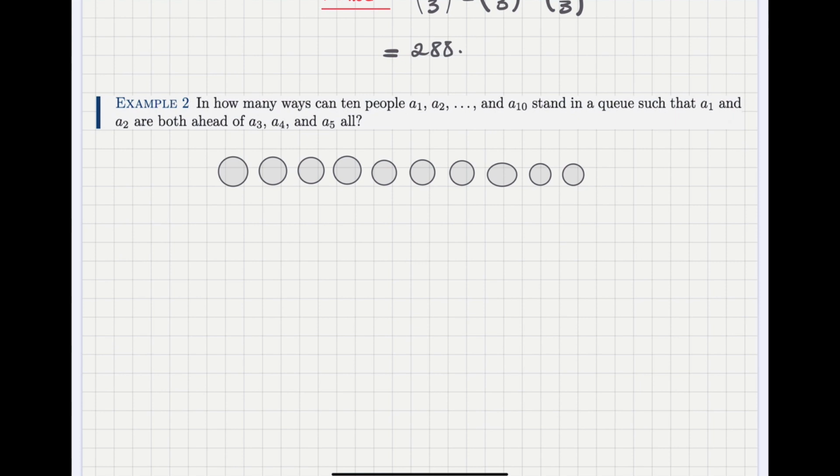I don't know. But as you see, this time I decided to draw all the 10 places because the way that I was thinking about this, I would say that there are 10 positions. Definitely these people, A1 and A2 together with A3, A4, and A5, this is clear. They should occupy 5 positions out of these 10 positions. So then what I do, I will choose 5 positions out of these 10.